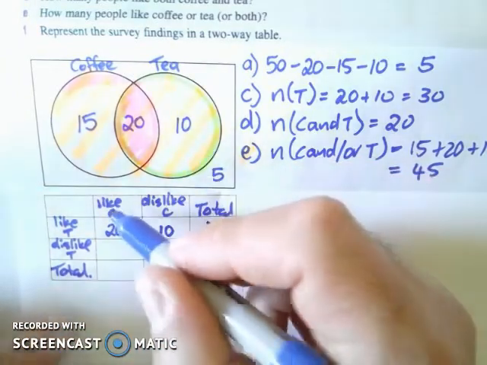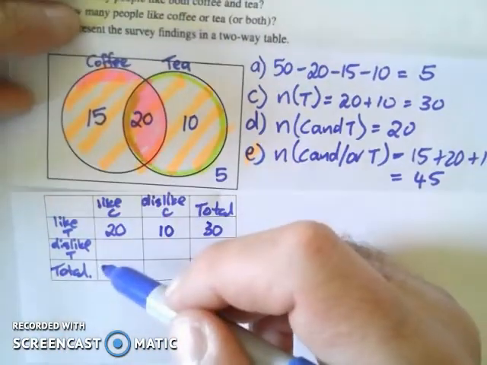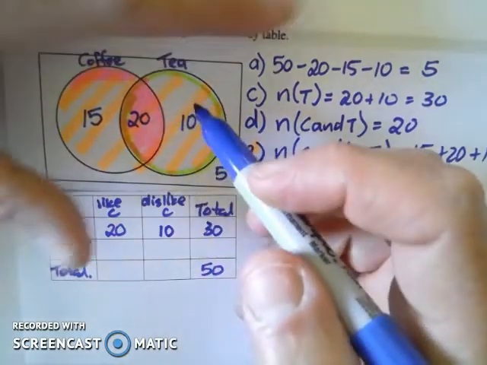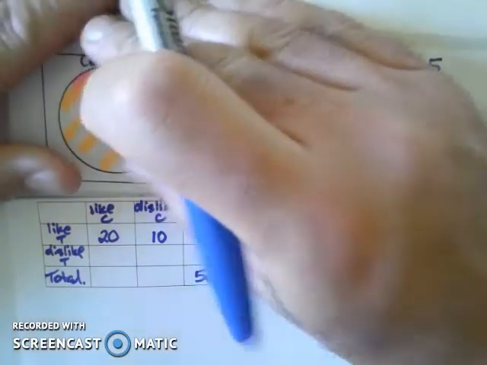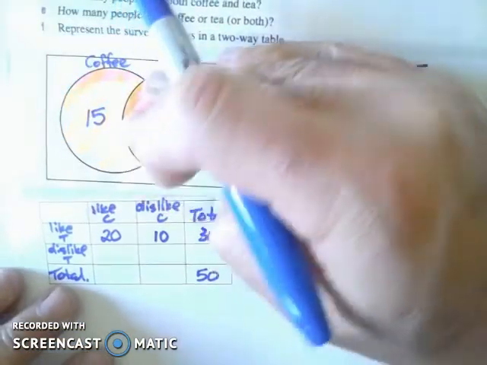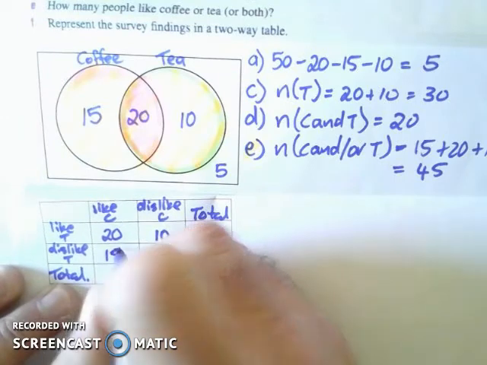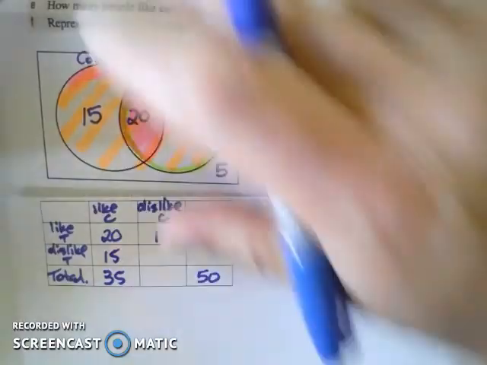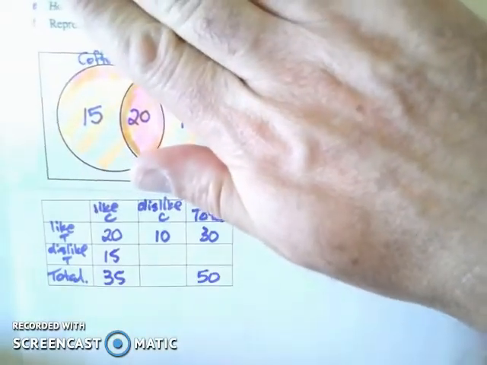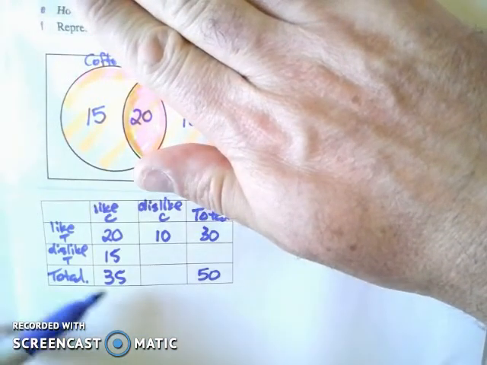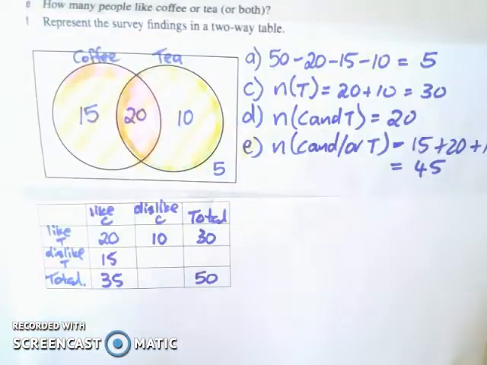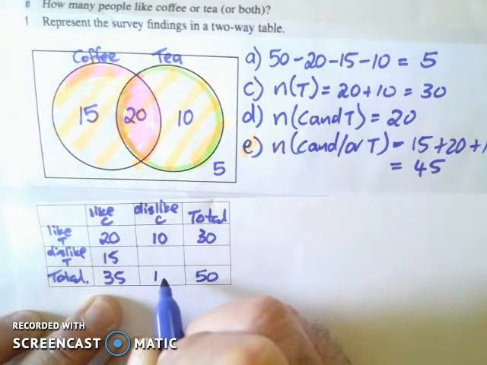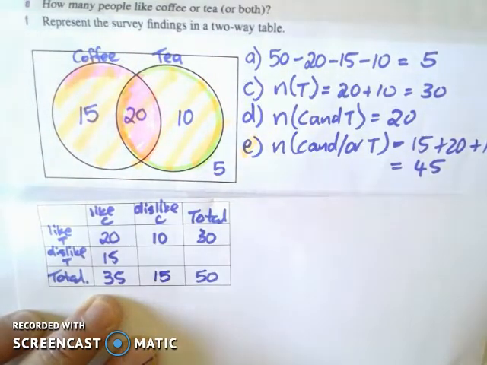Okay, like coffee but dislike tea. So they like coffee, but they dislike tea. That will be 15. The total will give us 35. And let's just check how many people like coffee altogether. People liking coffee, 15 and 20 is 35. I can now finish the table because 35 plus 15 will give us 50.